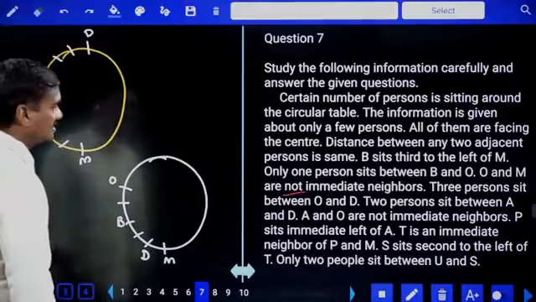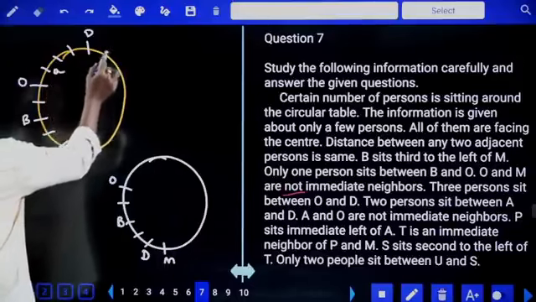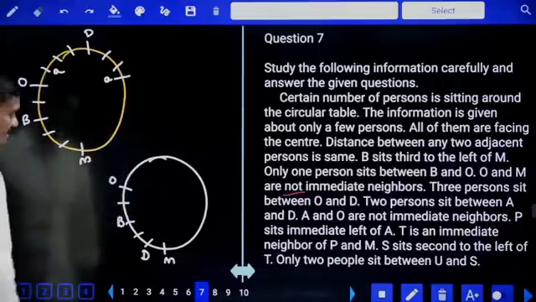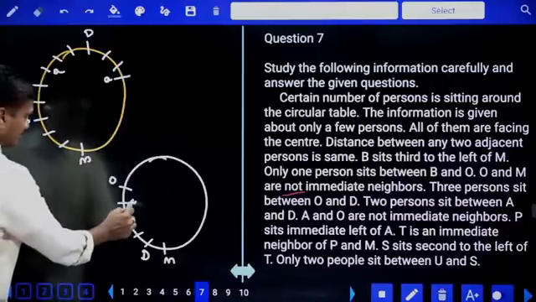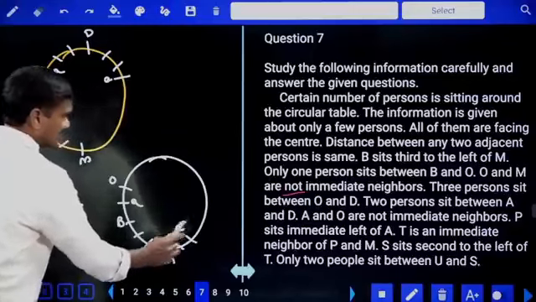And 2 persons sit between A and D. Hence A can be here or 1, 2, A can be here. 2 possibilities. Now between A and D there must be exactly 2 people. Hence A can be here or 1, 2, A can be here. 2 different possibilities.